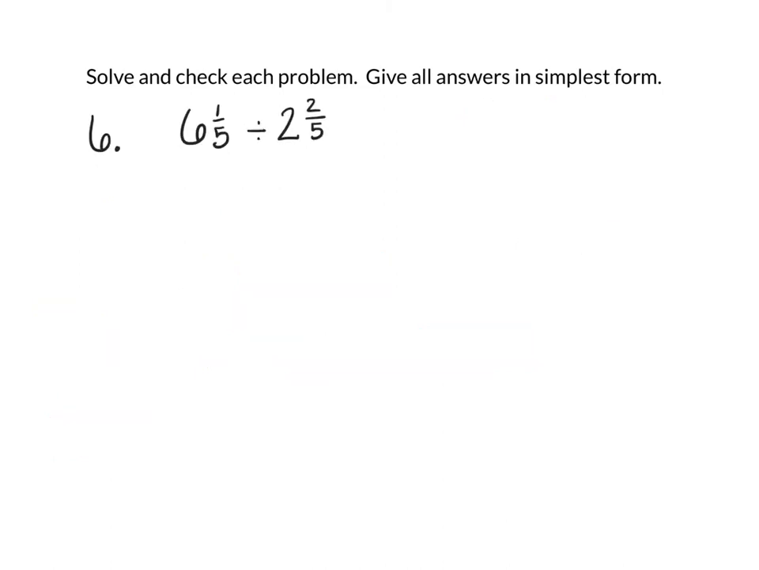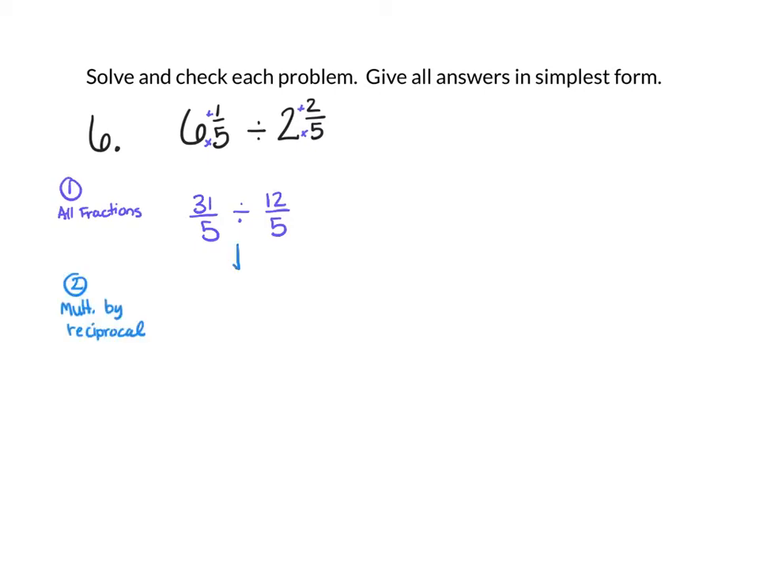Here's number 6. So the first step that we have to do is make all fractions. To get all fractions, remember you need to make it into an improper fraction for each one. So you would get 31/5 divided by 12/5.